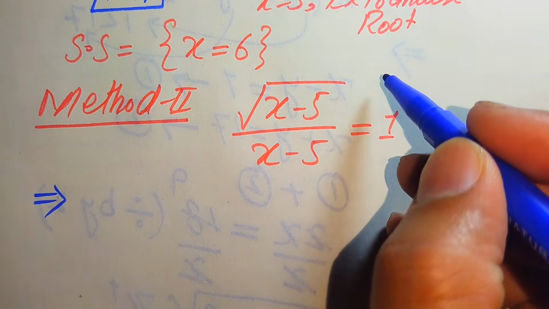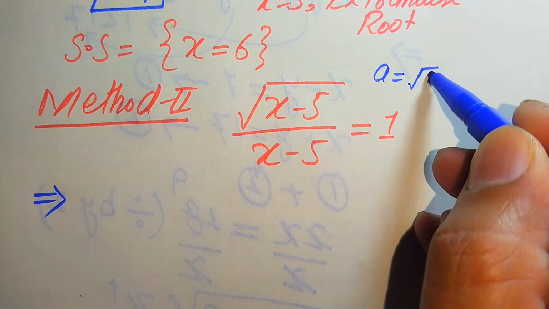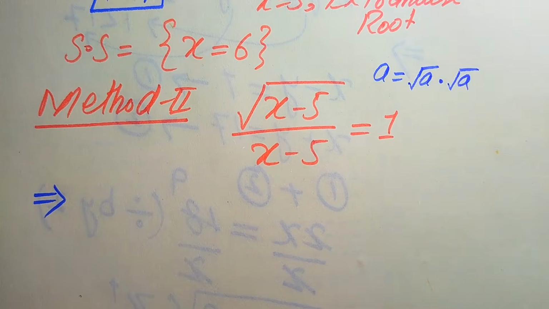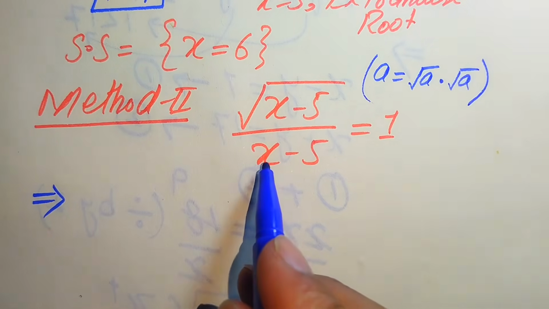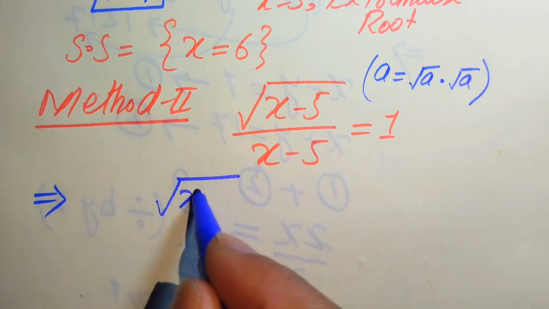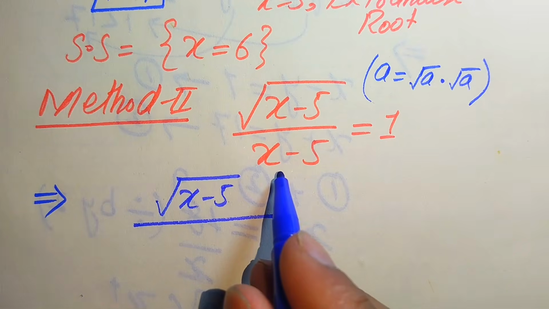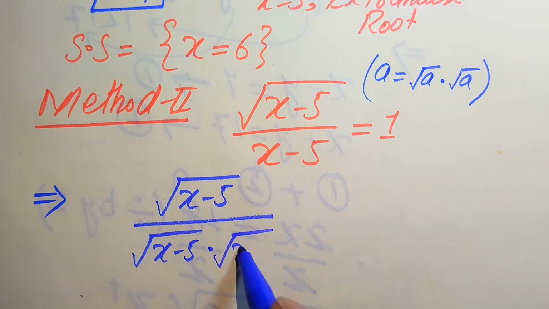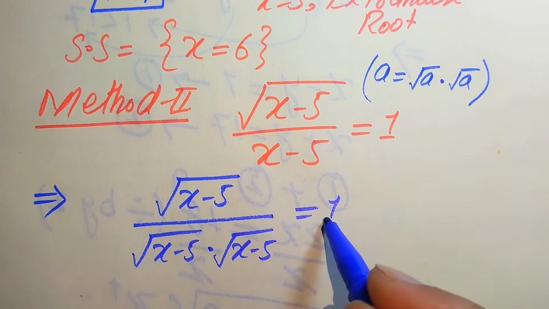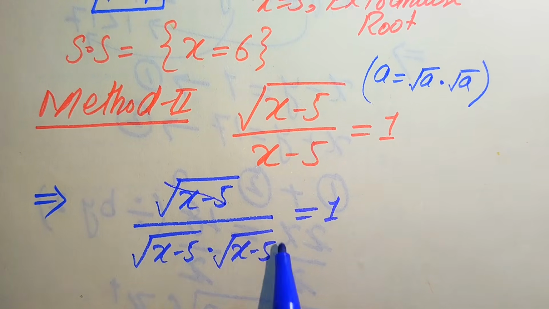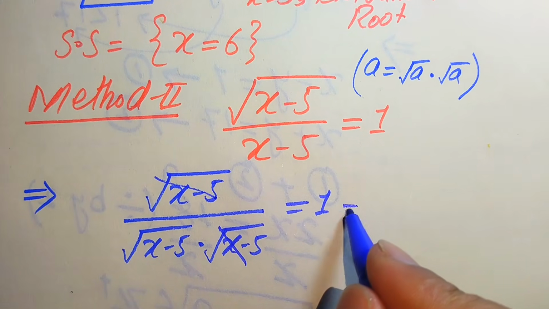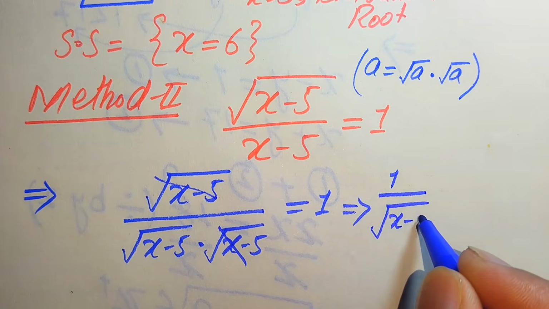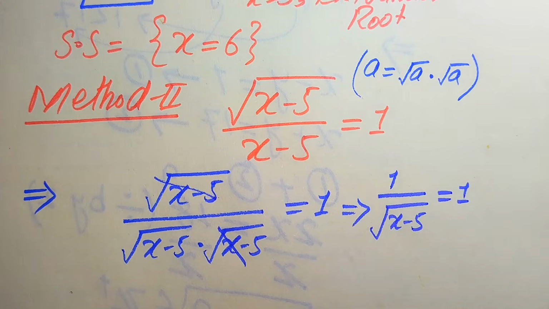You know that if we have any number a, we can write this a in the form of radicals, that is, a equals square root of a multiplied by square root of a. So according to this rule, we write x minus 5 in this form: square root of x minus 5, divided by, we write this x minus 5 as square root of x minus 5 into square root of x minus 5, is equal to 1. So you see that this square root of x minus 5 is cancelled out by this one. This implies that in the left hand side we get 1 divided by square root of x minus 5 is equal to 1.